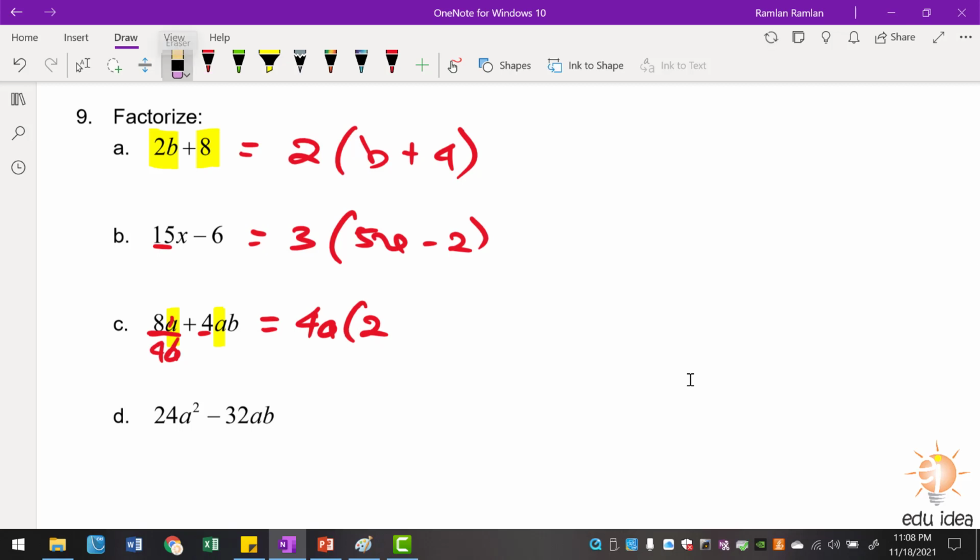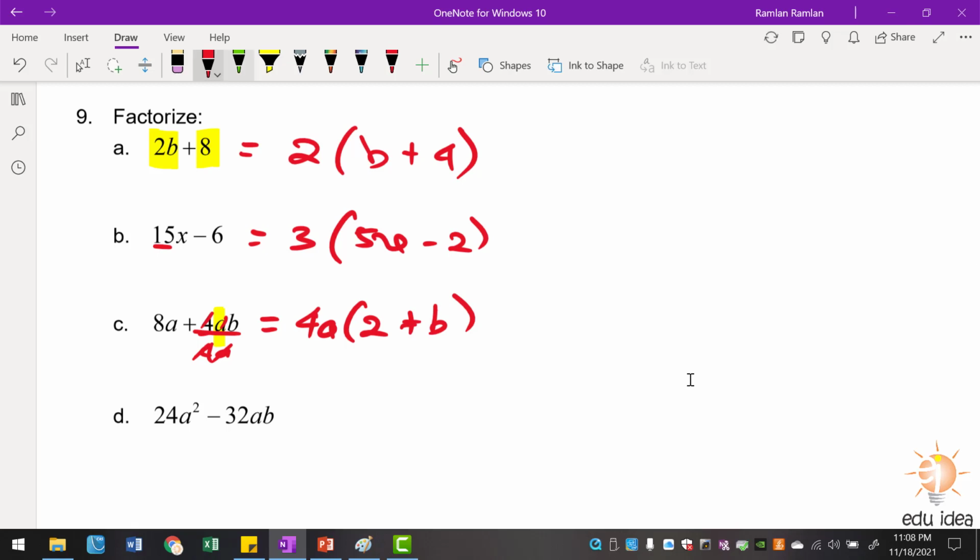And then the next one here is that 4ab divided by 4a is, oh, can cancel the 4 and cancel the a, and then we only have the b. And then, oh sorry, should be plus b. My bad. So it's plus b. Okay, there we go.